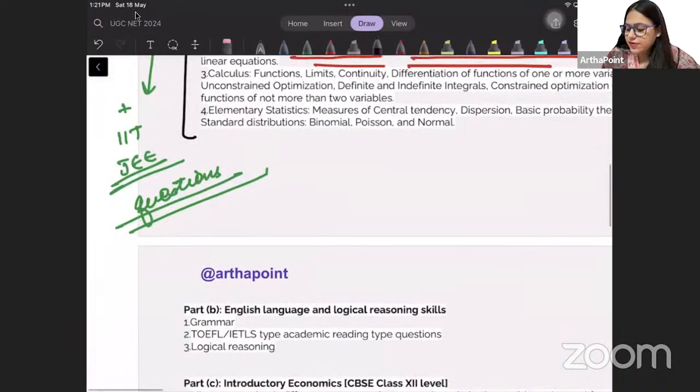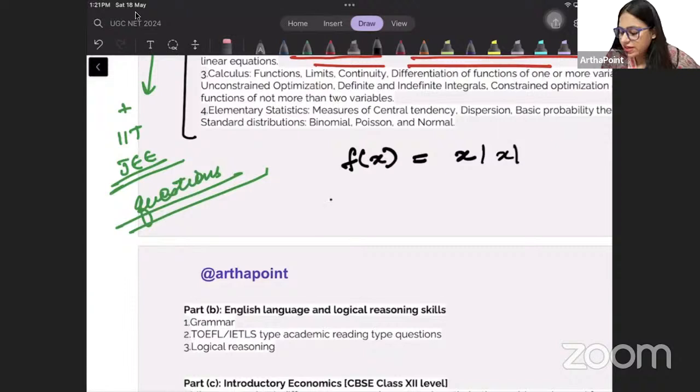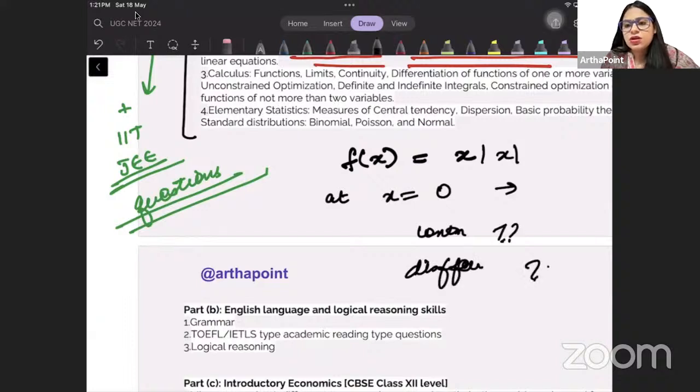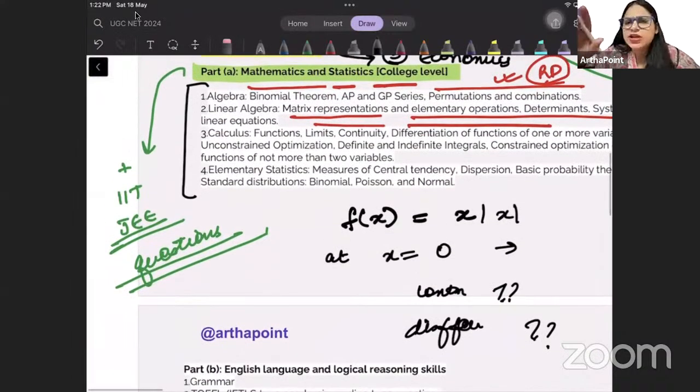Just for example, if I give you a function which is x mod x, then I will ask you: at x equal to 0, is the function continuous? Is the function differentiable? You need to go ahead and tell me that. Such basic things will come in the exam, and you need to know very well the properties of continuity and differentiability that can be asked in the exam.